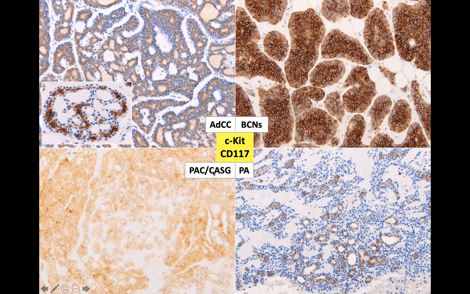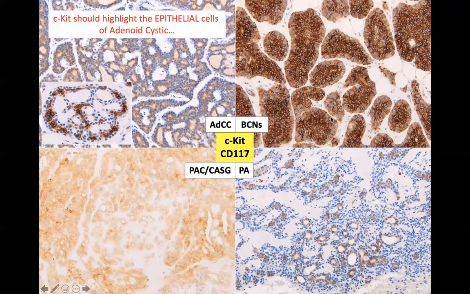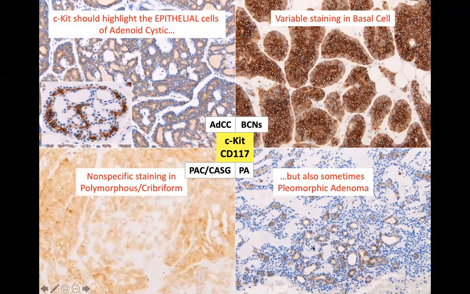You can see that in polymorphous cribriform, c-KIT's kind of weak and patchy, and in basal cell neoplasms, it's essentially diffusely positive, maybe with a little bit weaker in the peripheral cells, but essentially kind of positive throughout. So c-KIT highlights those epithelial cells of adenoid cystic and PA, but is otherwise nonspecific.